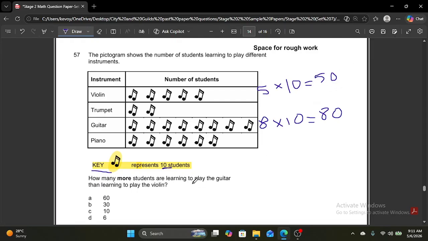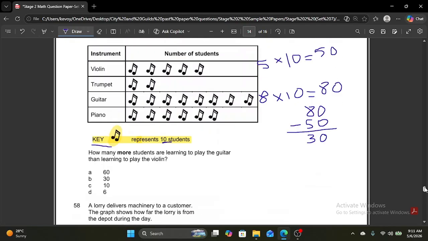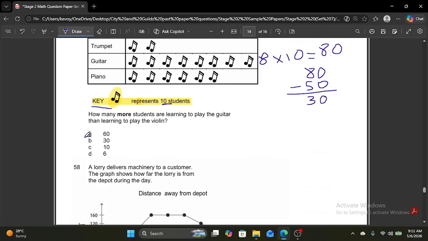How many more students are learning to play the guitar over persons playing the violin? That would just be from 50 to 80. You can just subtract. So let me just write it right here. 80 minus 50. 8 minus 5, you'll be left with 3, and 0 minus 0 is 0. So the answer for that is 30.